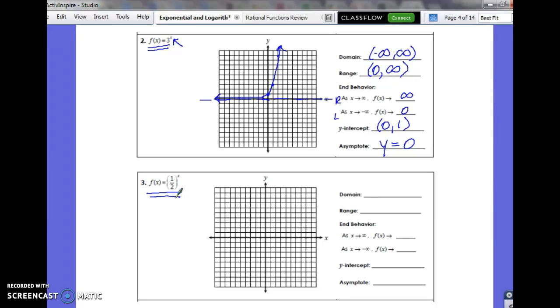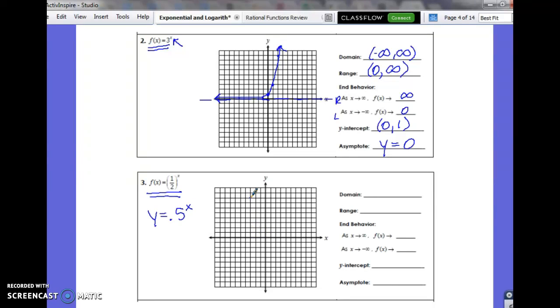So just like before, I need you to put that into your calculator: y equals 1/2 to the x power. You can use 0.5 to the x. But if you're using a fraction, you need to make sure you put in parentheses, 1/2 to the x power. And then I need you to go to your table and give me a few points that I can plot on my coordinate plane.